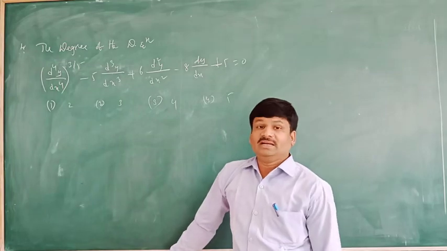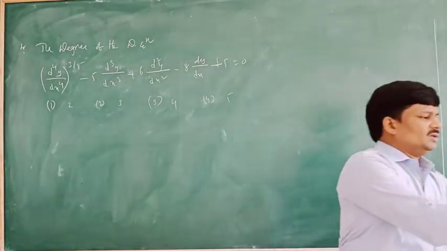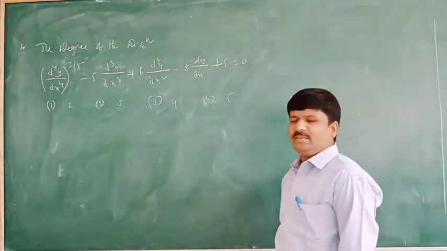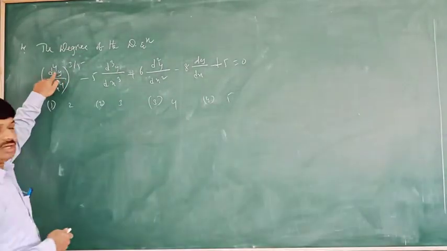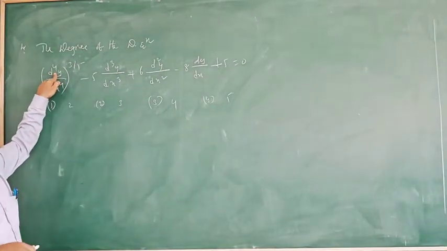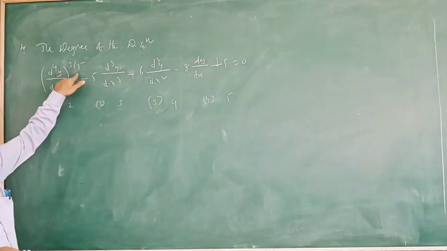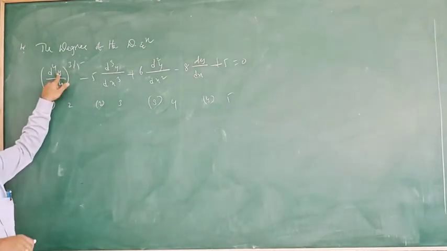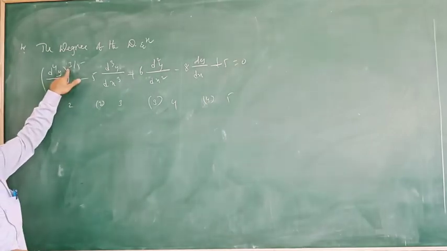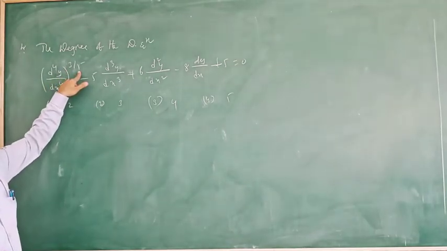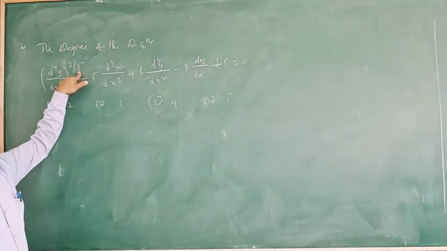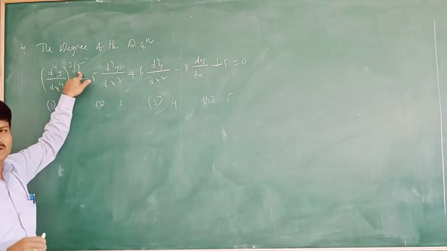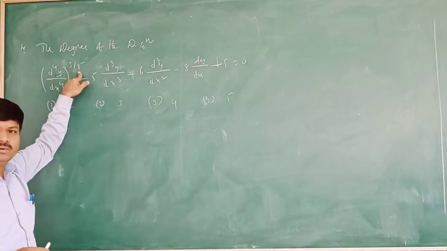But he is not asking order. Degree is asking. So how to define degree? Wherever you get that order, there only you will get the degree also. The degree is the highest power of the highest derivative. But here what is there? 3 by 5 is there. But actually what did we discuss today? What is degree? Degree is a positive integer.